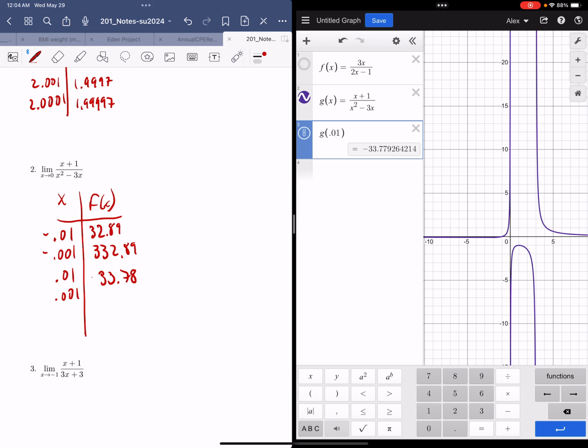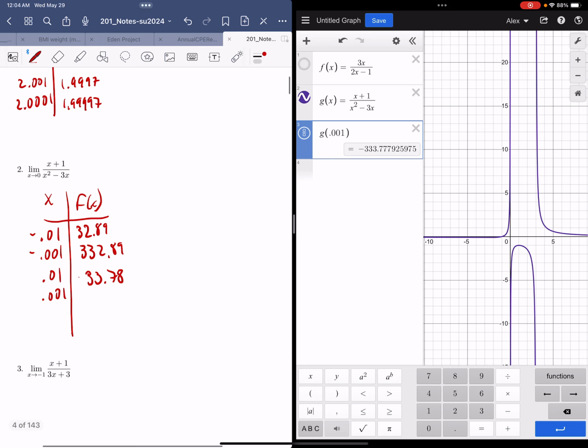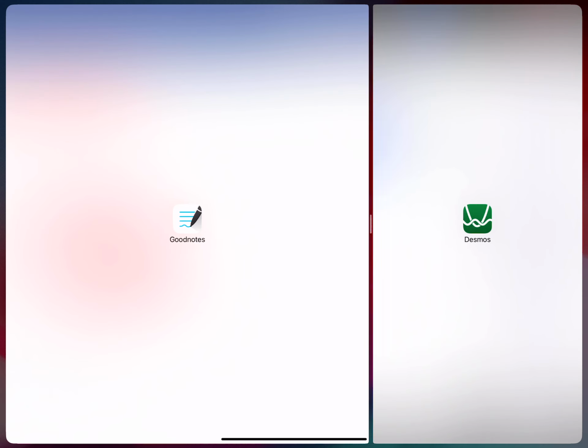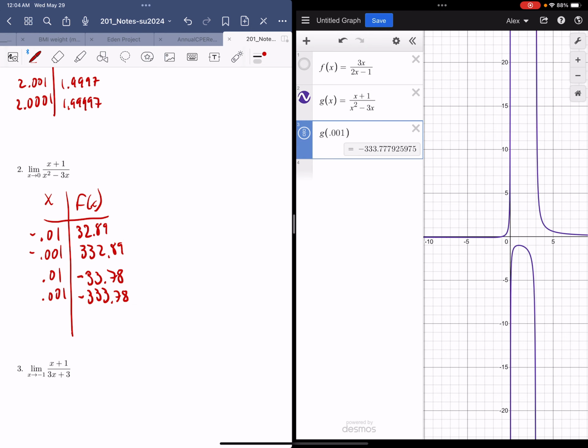And then if we said, what if we got closer to 0? Well, look, that's a negative, by the way. Stuff is going a little haywire, right? And maybe you can see why, right? We're dividing by 0. Weird stuff seems to happen when we divide by 0. So it looks like we're saying this limit as x approaches 0 of x plus 1 over x squared minus 3x does not exist.